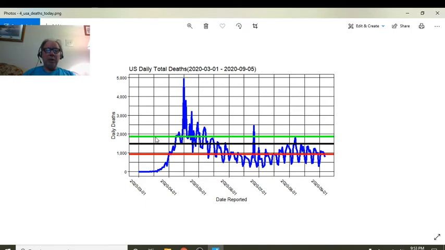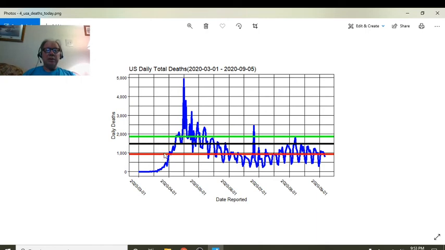That number is 1,873 deaths per day. We have to average 1,873 deaths per day through the end of the year in order to have 410,000 deaths. The black line is the average number of deaths we need per day in order to meet that 410,000 deaths by January 31st. And that number is 1,493.